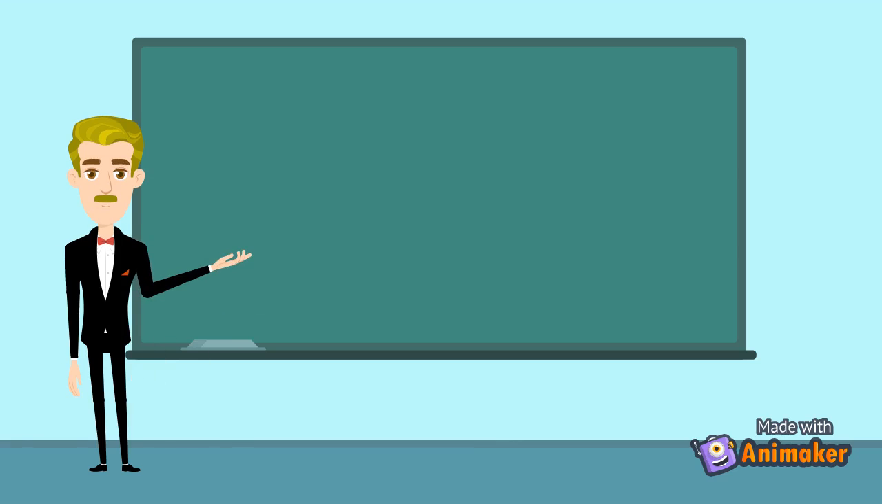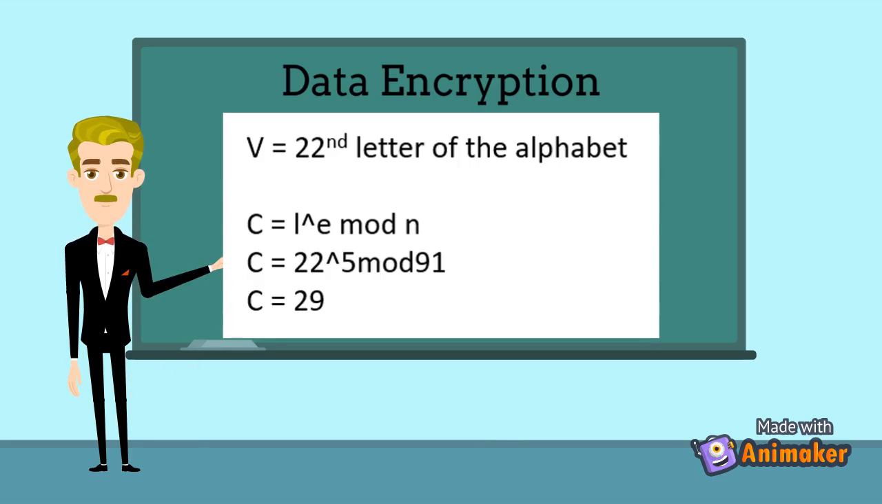Now, let's move on to encryption. For example, I want to encrypt the letter V in my message. Letter V is the 22nd letter of the alphabet. We should solve this equation stating C, or the ciphertext, is equivalent to L, the number of the letter of the alphabet, raised to the power of E modulo n. So 22 raised to the power of 5 modulo 91 gives 29. So 29 is the ciphertext.